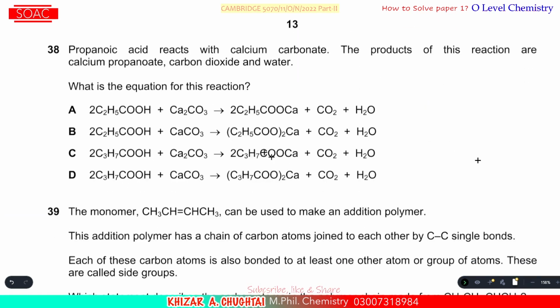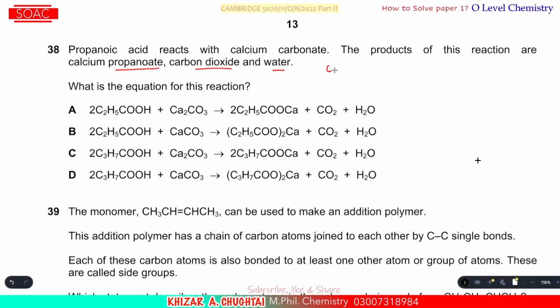Question number 38. Propanoic acid reacts with the calcium carbonate. The products of these reactions are calcium propanoate, carbon dioxide, and water. What is the equation for this reaction? Let me write the equation by myself.